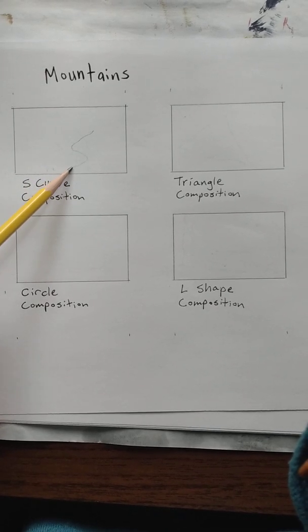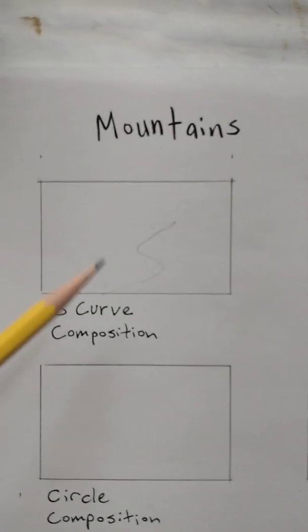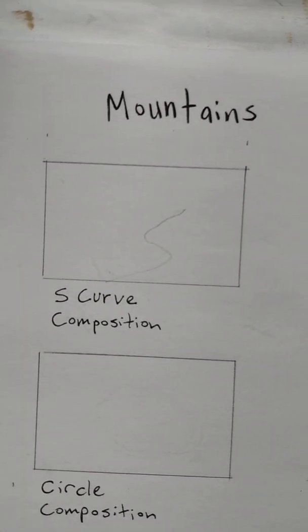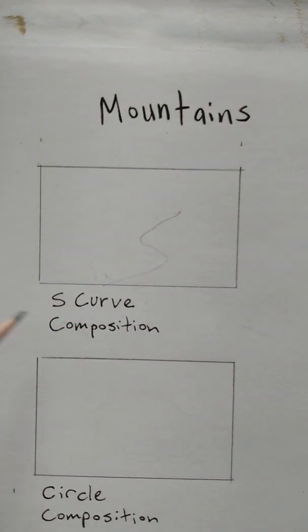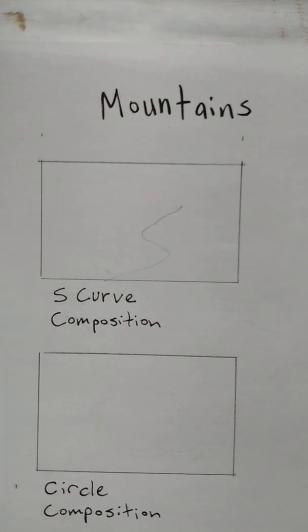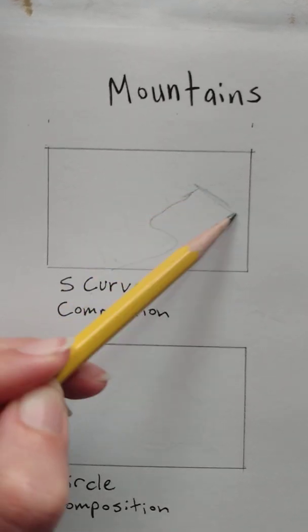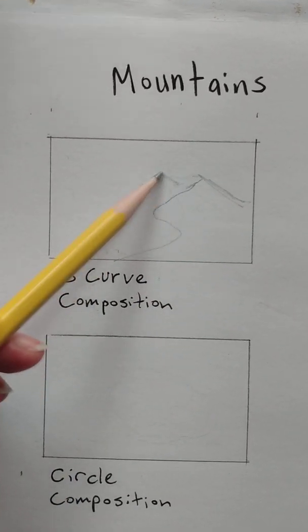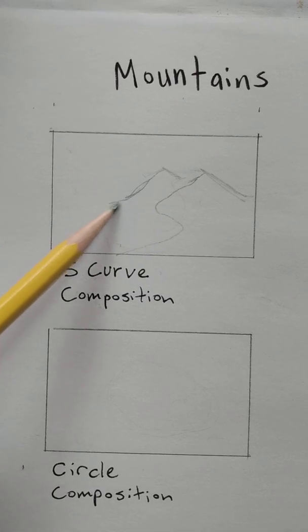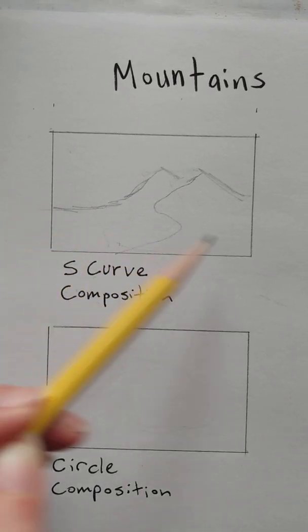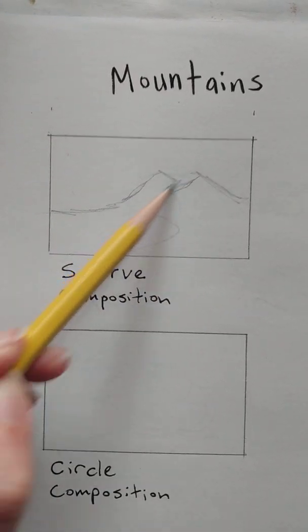And I'm going to put kind of an S in there. I know you can't see that really well. I'm going to zoom in too. So I put kind of an S in there. See, it's not exactly like this S, but it doesn't matter. It doesn't have to be exactly like that. Okay, now I'm going to go ahead and add the rest of my mountains that I want in there.